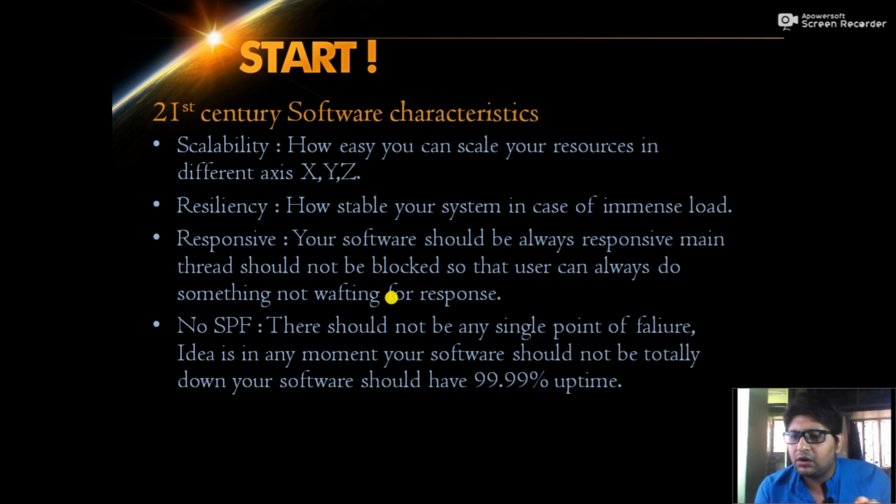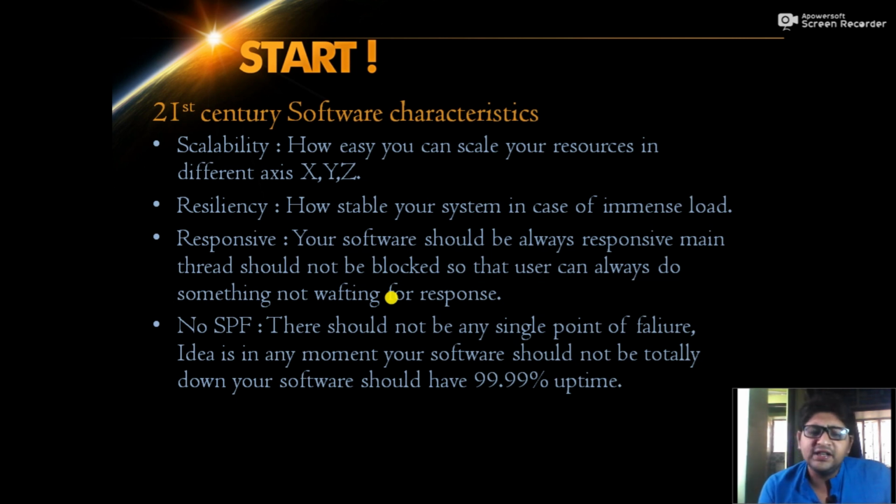The user should not have to wait for a single minute or even a single second, because the user is the most critical thing in your software, and he is the main priority. If he has to wait for 1 second, he will never visit your software again. So responsiveness is the main thing for 21st century software. You have to pay attention to how you can keep your system responsive.